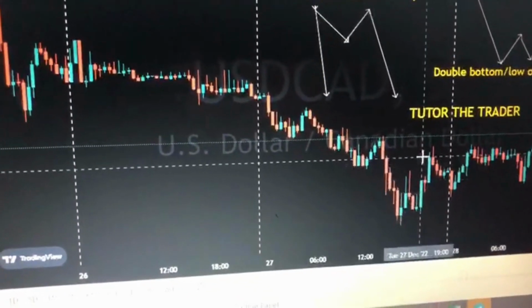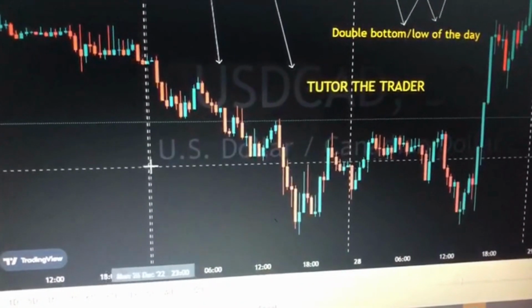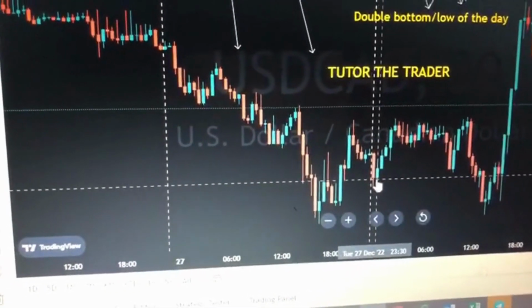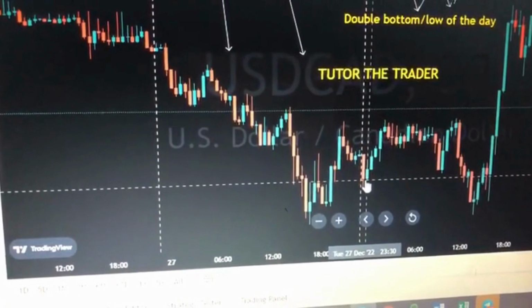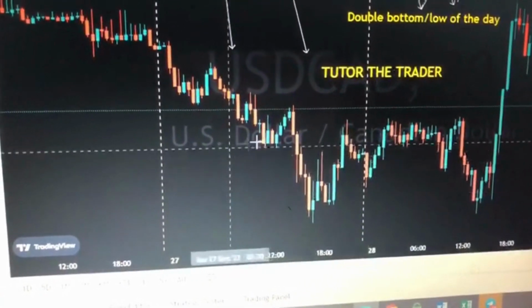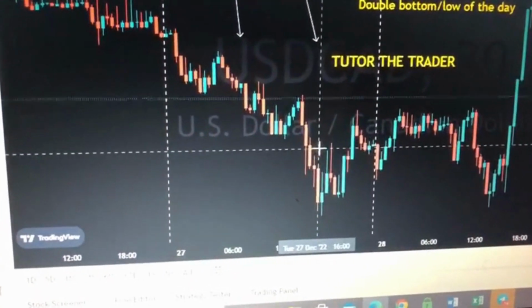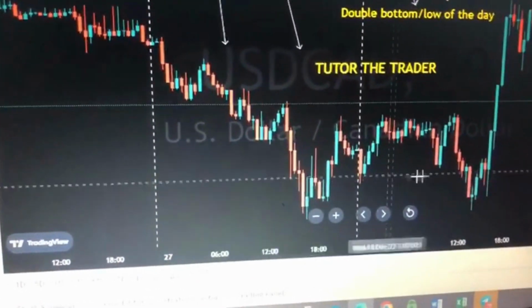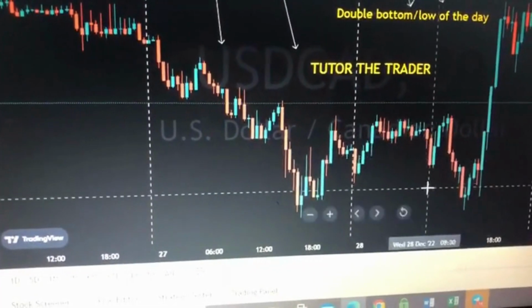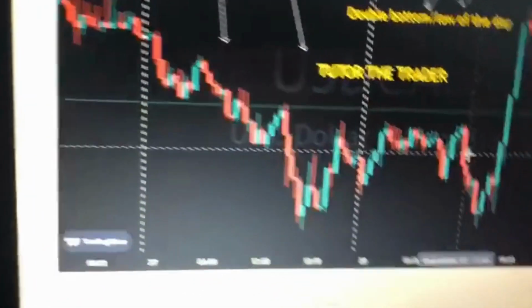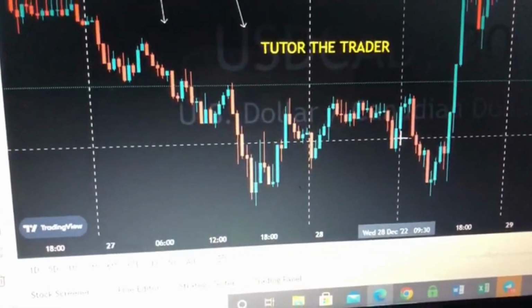Now this is another pattern. Look at this. The market opened from here to this place. Do you understand? On this day, we did not see a clear pattern to trade, and on this day we did not see a clear pattern to trade. But there's something I want to call your attention to.